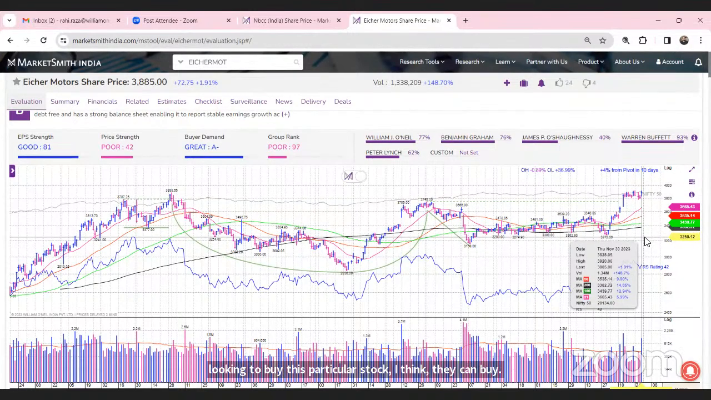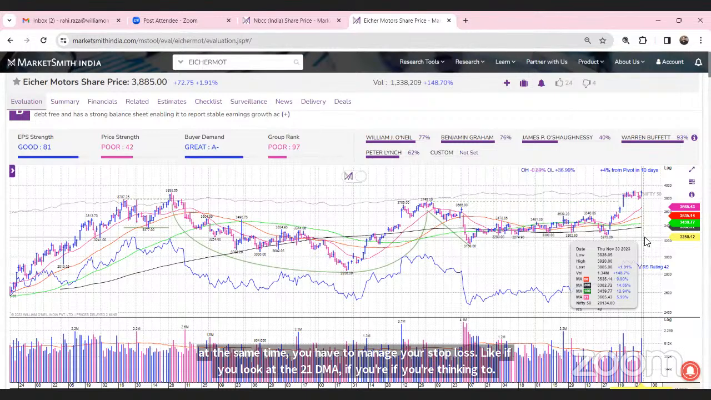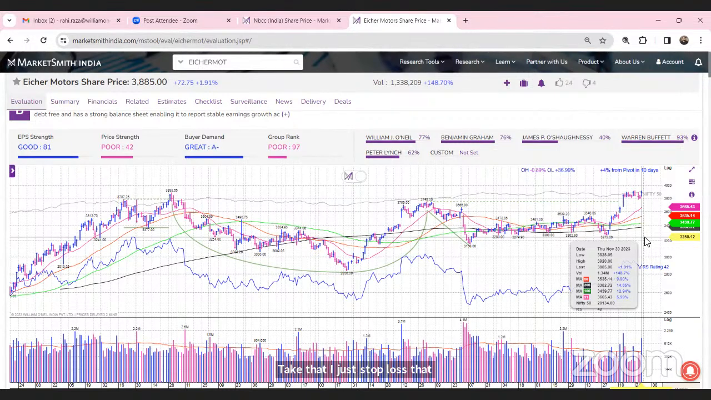But at the same time, you have to manage your stop loss. If you look at the 21 DMA and you're thinking to take that as a stop loss, that is also around 6%. So you have to also think about it in your mind.